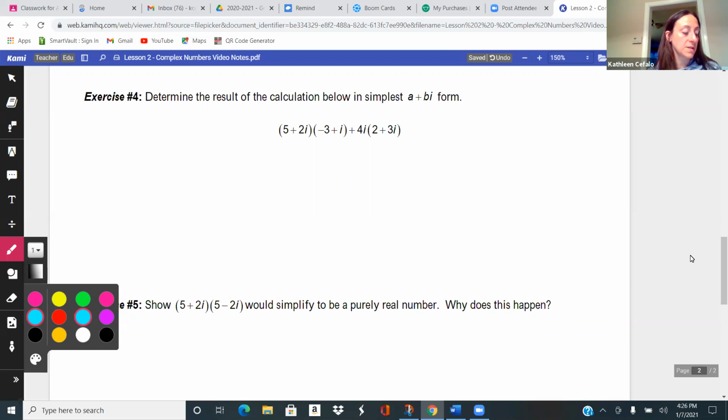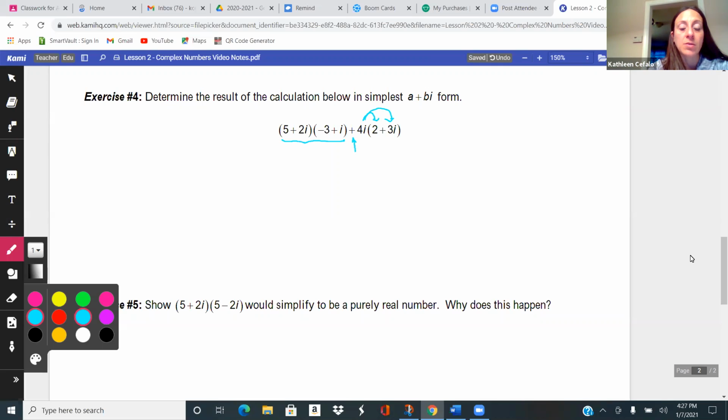So we're going to take a look at this. And we're still going to try and put this into a plus bi form. Notice what we're doing here. We have to FOIL this first set. We have to distribute the 4i to the 2 and to the 3i, and then we're going to have to combine. So we're just going to watch what we're doing. And since this is with addition right now, we don't have to worry too much about our second term. If that was subtraction, you'd have to be really careful.